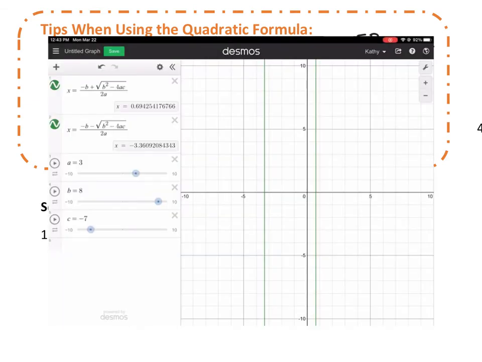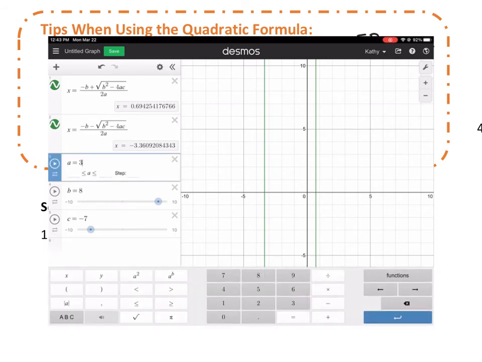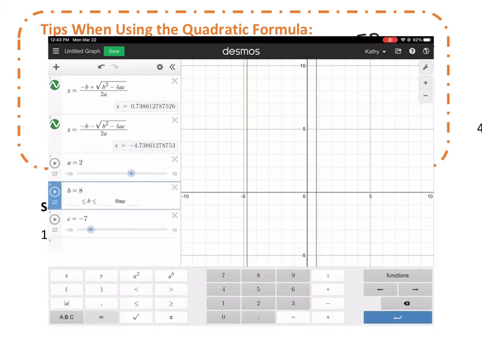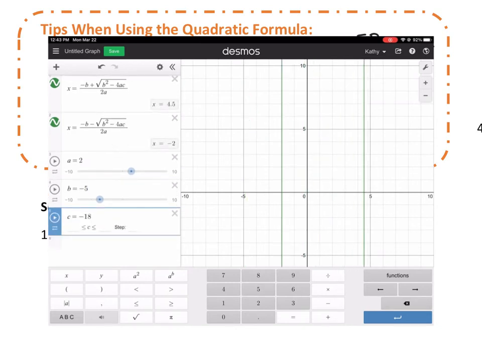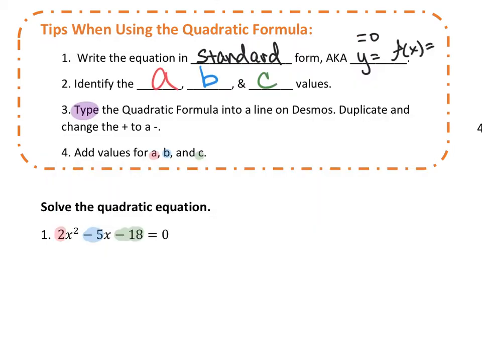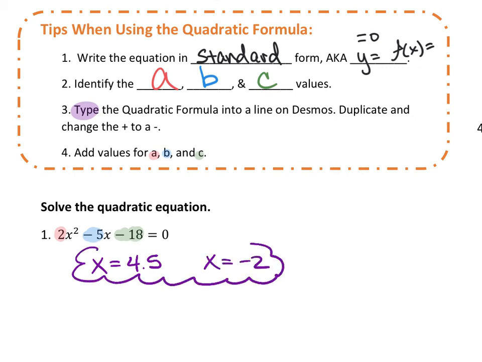So here we go. I left it in there just for time's sake, but you would have to type it in, and then type A equals 2, B equals -5, and C equals -18. And then Desmos will give you the solutions. And like I said, not all of them will be super ugly. In fact, this is 4.5 and -2. Those are pretty nice solutions. So we know that the solutions are x equal to 4.5 and x equal to -2. Those are the solutions just like we found with factoring, just like we found by graphing. But we use the quadratic equation.